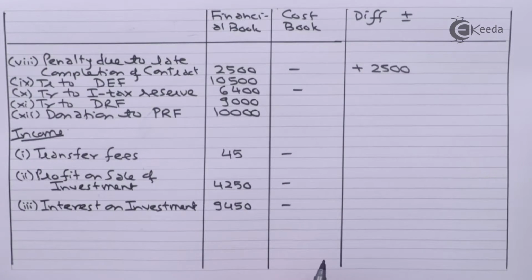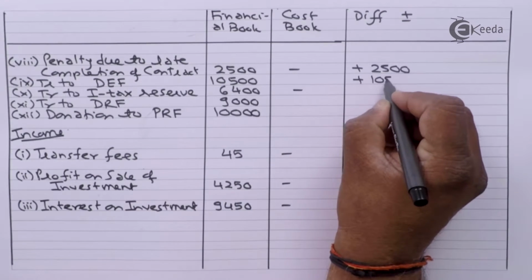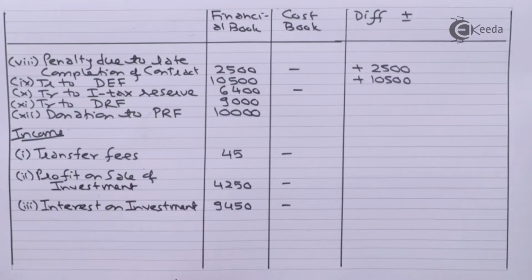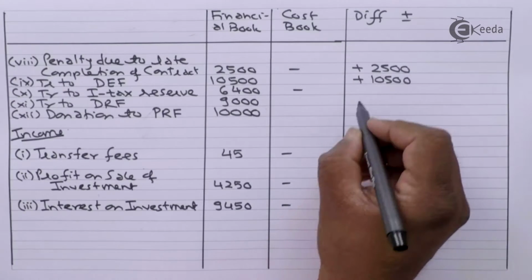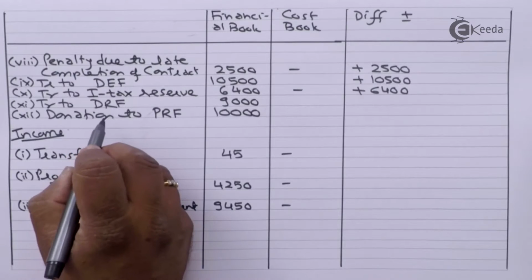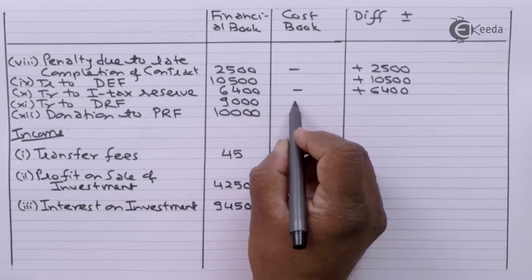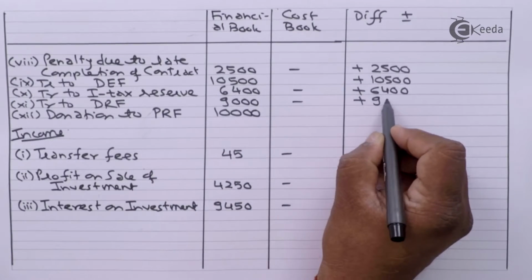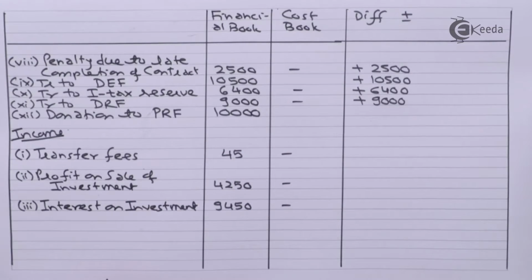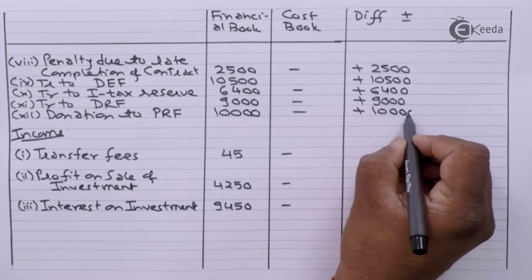Transfer to dividend equalization fund plus 10,500. Transfer to income tax reserve plus 6,400. Transfer to fund 9,000 plus 9,000. Donation to Prime Minister Relief Fund plus 10,000.